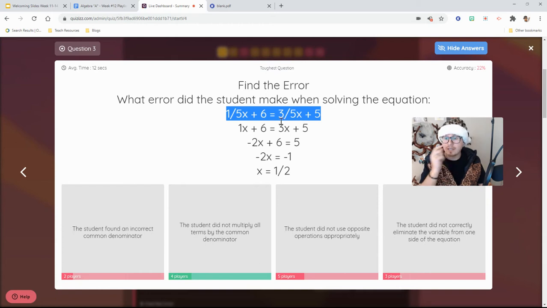Exactly. So what they did is they just magically got rid of the fraction. They didn't do any math. They did math magic, and we don't do that. We follow the rules. Unless you're a witch. You can do whatever you want.